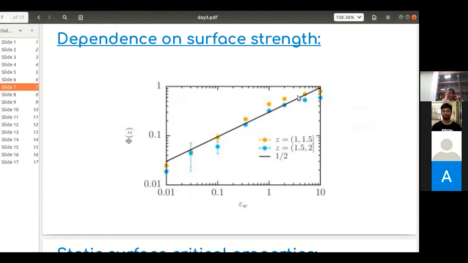And very interestingly, it also exhibits a power law dependence, and it does so with an exponent half. So there is a certain importance of this power law exponent half, which you see here. I will not get into the details. If you are interested, we can come back to it later, and then I can explain to you later. But nevertheless, for the time being, just keep in mind that if I increase the surface strength, the value of the order parameter on the surface also increases.